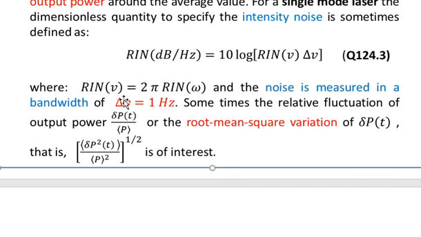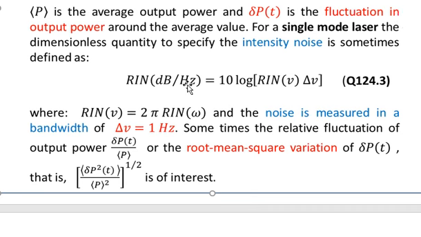where RIN of nu is equal to 2 pi RIN of omega. This is the relationship between RIN of nu and RIN of omega. The noise is measured in a bandwidth of 1 hertz, that is, delta nu is equal to 1 hertz. So when we want to measure the noise for a single mode laser, we have to measure that quantity in a bandwidth of 1 hertz.